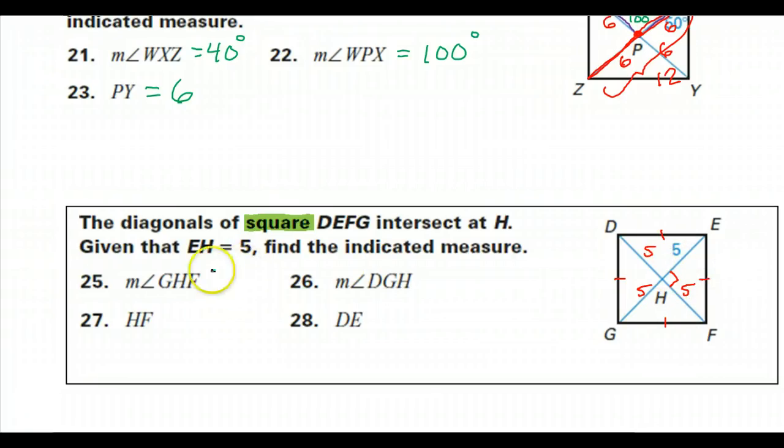So let's see what they actually ask us for. Angle GHF. Angle GHF is this angle right here. That has got to be 90 degrees, because the diagonals of a rhombus are perpendicular, and a square is just a special case of a rhombus.